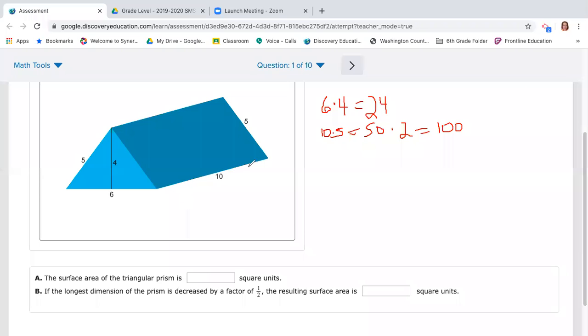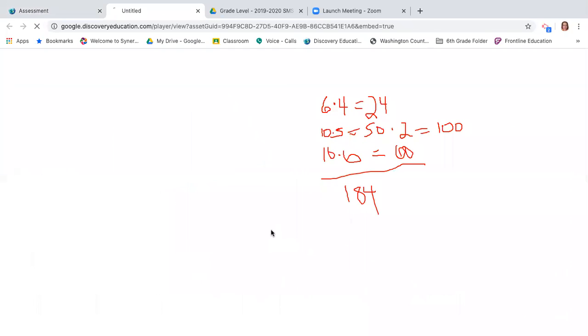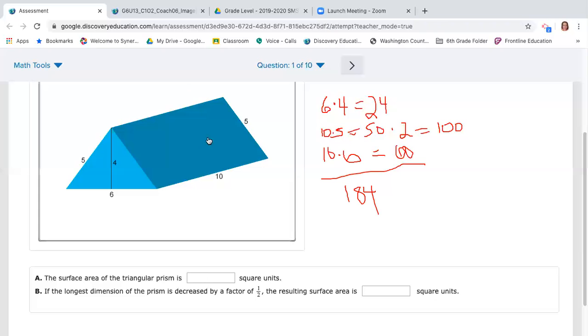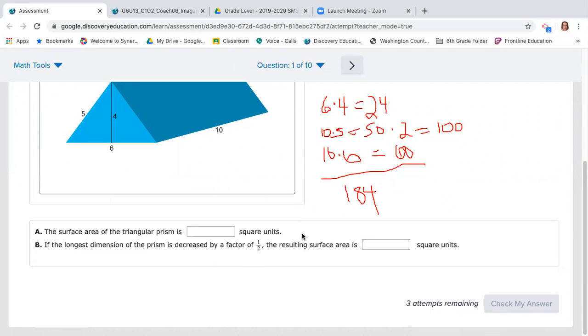The only side that is different is the base. We see that the length is still 10, but the base this time is 6. So we have 10 times 6, which is 60. So what we're going to do is add all of those up together, and we should get 184. All right, so in the first box, we're going to type in 184. So we know that the surface area of the triangular prism is 184 square units.